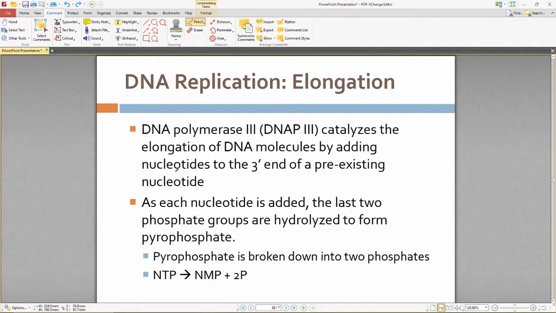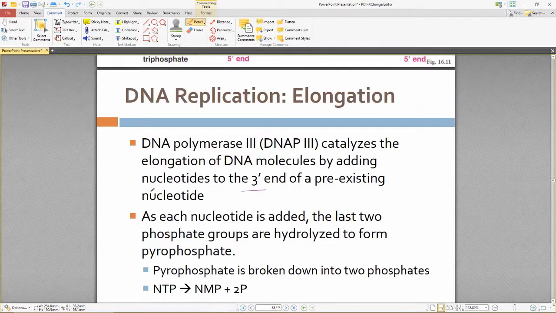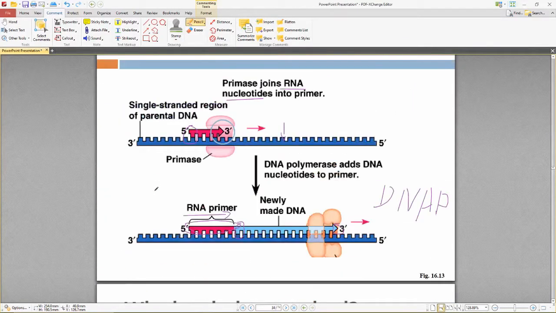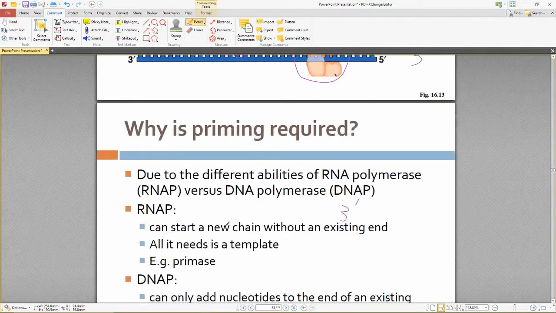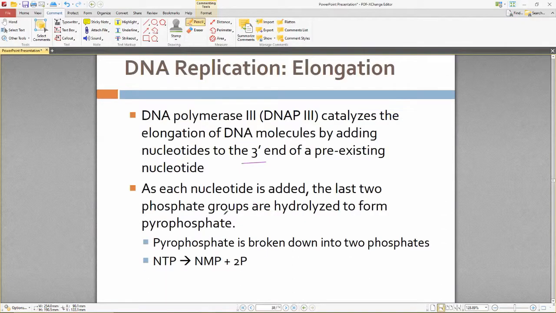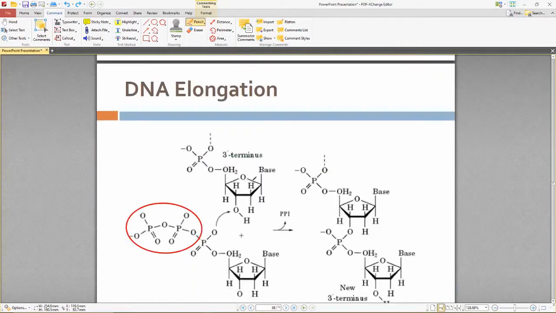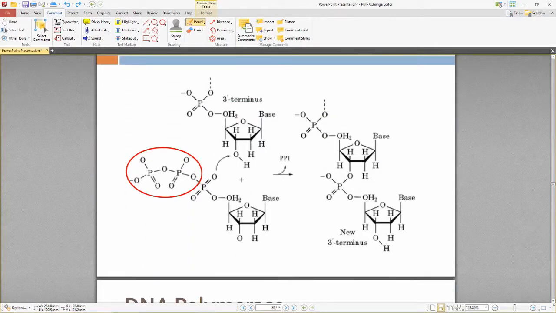DNAP3 catalyzes the elongation of DNA molecules by adding nucleotides to the 3' end of an existing nucleotide. So what that means is this thingy here is DNAP3. DNAP1 will make its debut in a moment. As each nucleotide is added, the last 2 phosphate groups are hydrolyzed to form pyrophosphate, and pyrophosphate is broken down into 2 phosphates. This is basically just energy. This detail is a little bit less important, but cool to know, because energy has to come from somewhere, right? All right, this is just showing you everything.